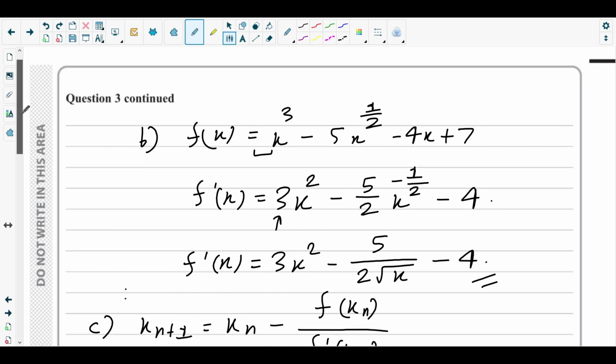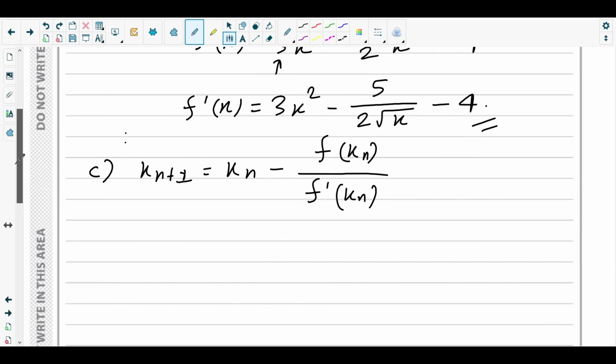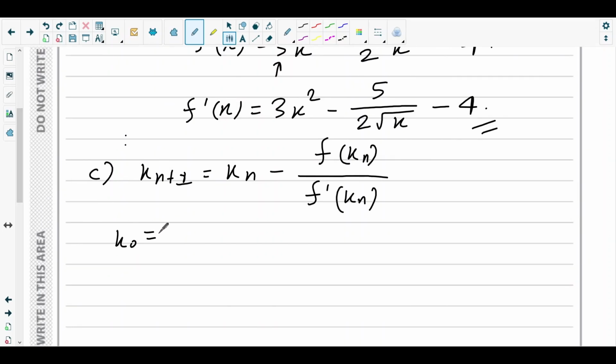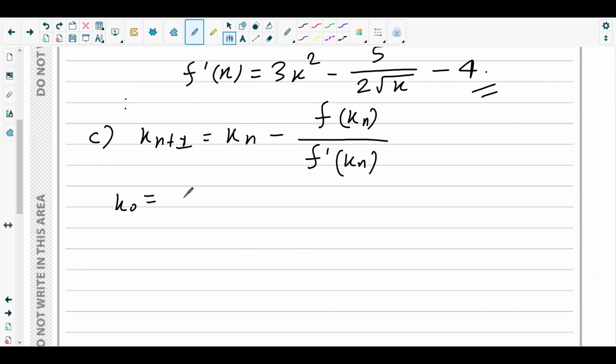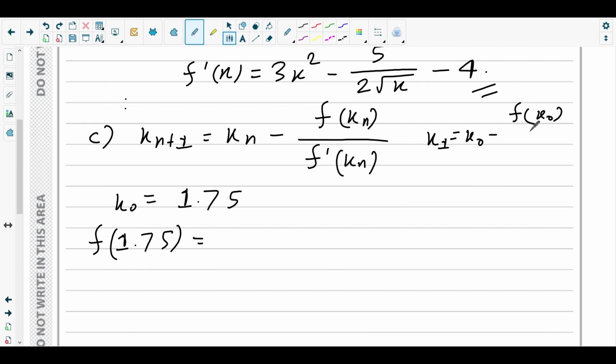Okay, for that we need x naught, which is given as 1.75. Then we need f of x0, so f of 1.75, because if you consider the formula, we need x1. So x1 would be x0 minus f of x0 over f dash x0. So we need f of x0. Use your calculator to get the value.